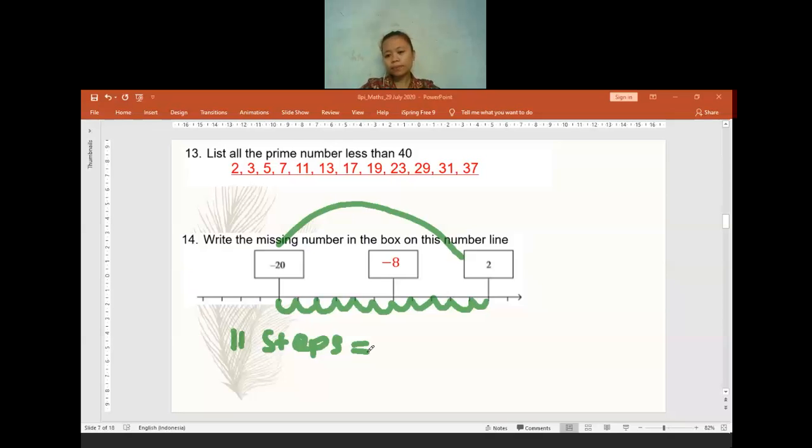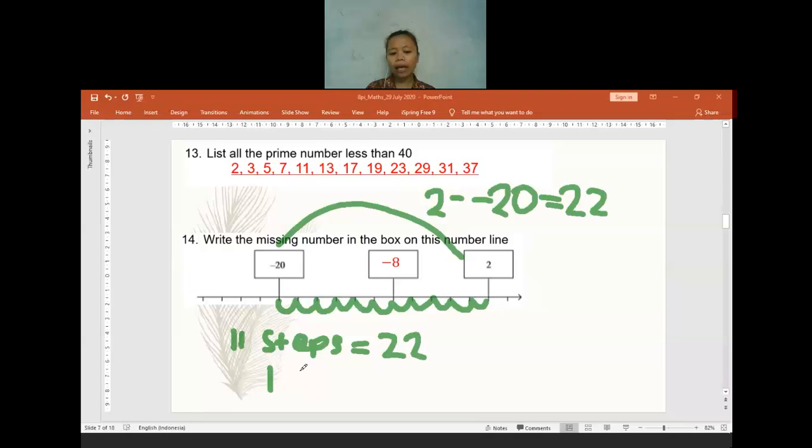Anyone can help me? What is the difference between 2 and -20? If you are confused, we can do 2 minus -20. 2 minus -20, the answer is equal to 22. So it means 11 steps will be equal to 22. So one step will be equal to 2.